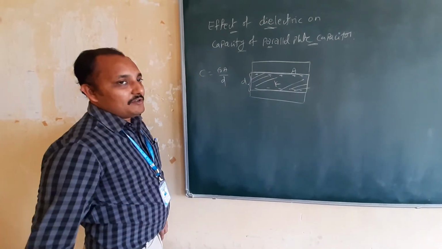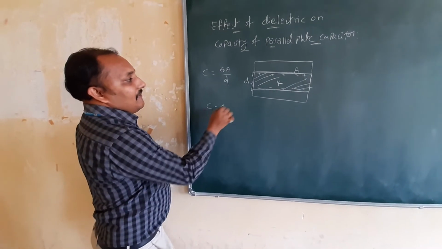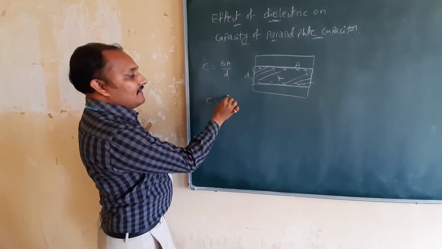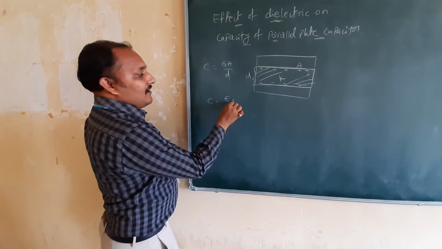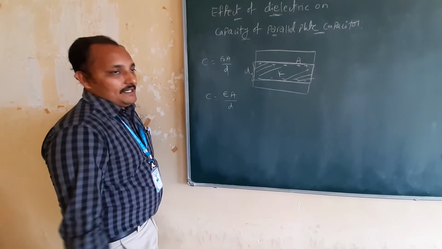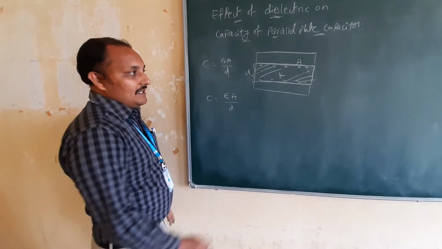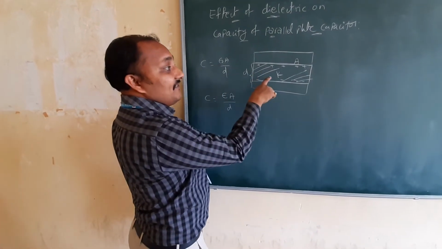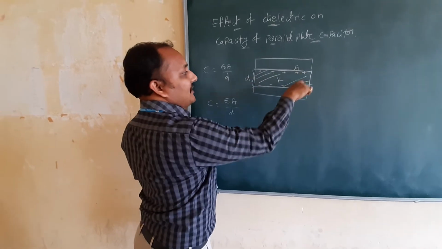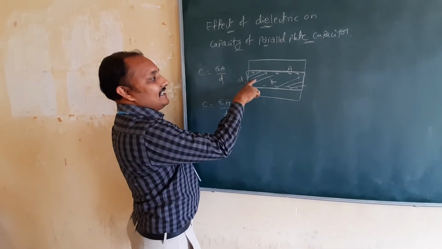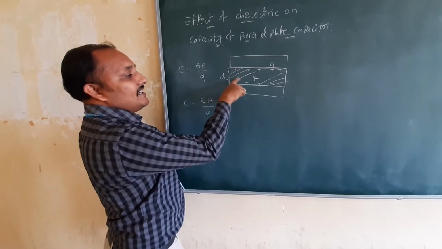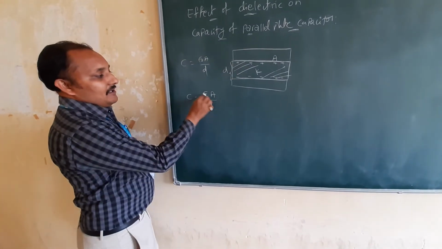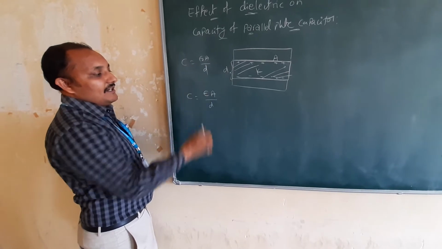Then how is the capacity going to change? Whenever a medium is there in between two metal plates, then instead of epsilon naught we write epsilon A by d. What is epsilon here? Permittivity of the medium. Epsilon naught is permittivity of free space. Free space means vacuum. Whenever naught is there, that is vacuum. Whenever naught is not there, that is a medium, something we placed in between two metal plates.